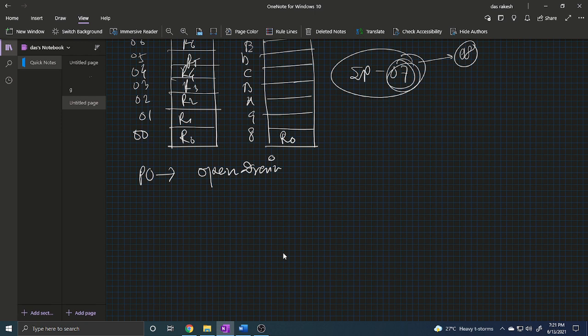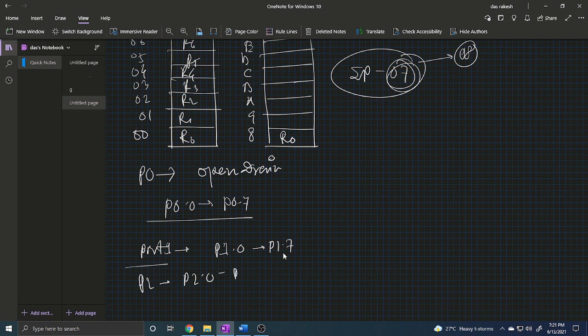So there are basically 8 bits in each port. That means port 0 ranges from port 0.0 to port 0.7, so basically 8 bits. And next, port 1 is discussed. This is not open drain. These do not need any pull-up resistors, since they already have a pull-up resistor internally. So port 1 ranges from port 1.0 to port 1.7, and port 2 also has this facility, port 2.0 to port 2.7, and there are also port 3.0 to port 3.7.